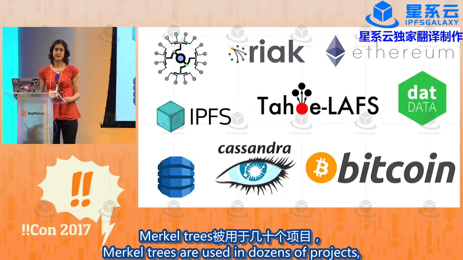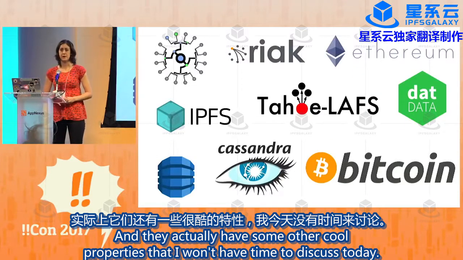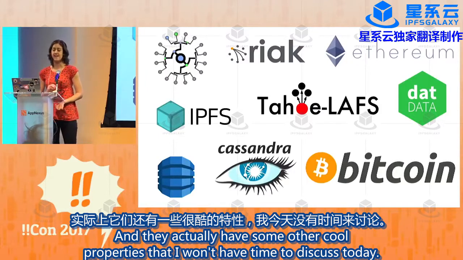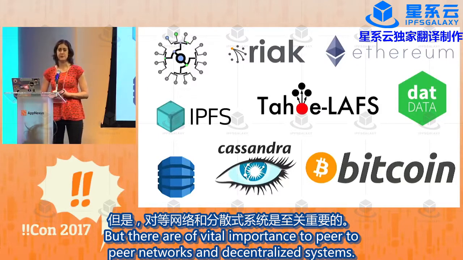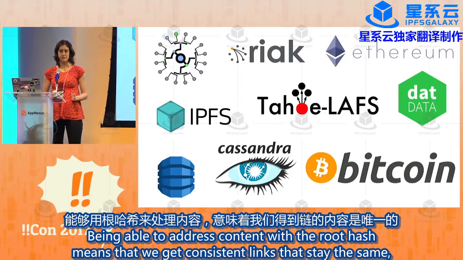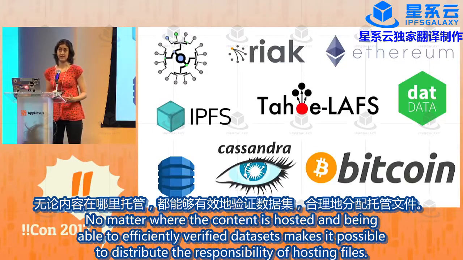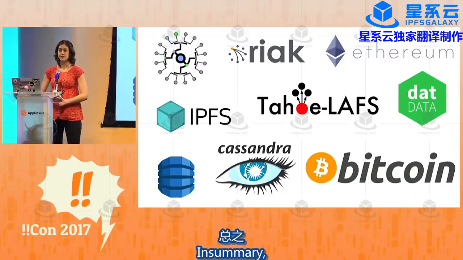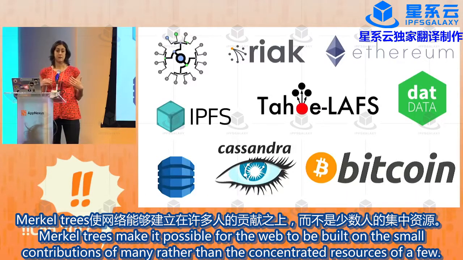Merkle trees are used in dozens of projects, and they actually have some other cool properties that I won't have time to discuss today. But they're of vital importance to peer-to-peer networks and decentralized systems. Being able to address content with the root hash means that we get consistent links that stay the same no matter where the content is hosted. And being able to efficiently verify data sets makes it possible to distribute the responsibility of hosting files. In summary, Merkle trees make it possible for the web to be built on the small contributions of many rather than the concentrated resources of a few.